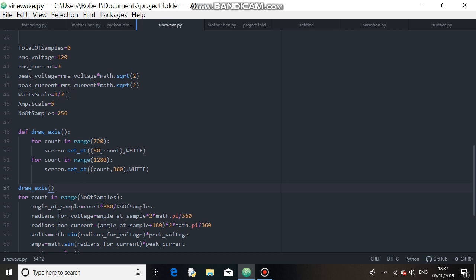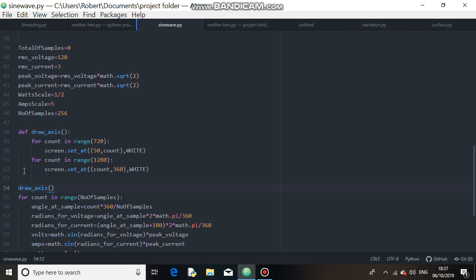Okay, watt scale. When I plot the waves, the waveform for the power was too big to fit on the screen, so I've had to scale it. I've had to reduce it by half. So that's just to scale the waveform down. Amp scale, well, the amps are tiny, so I've had to scale those up to make it look like a nice sine wave. This is just for plotting, it's not for working out power. Okay, number of samples, as I've already said, 256.